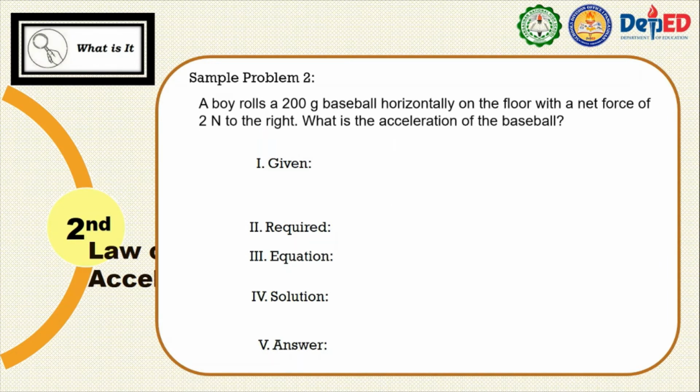Sample problem number 2. A boy rolls a 200-gram baseball horizontally on the floor with a net force of 2 newtons to the right. What is the acceleration of the baseball?